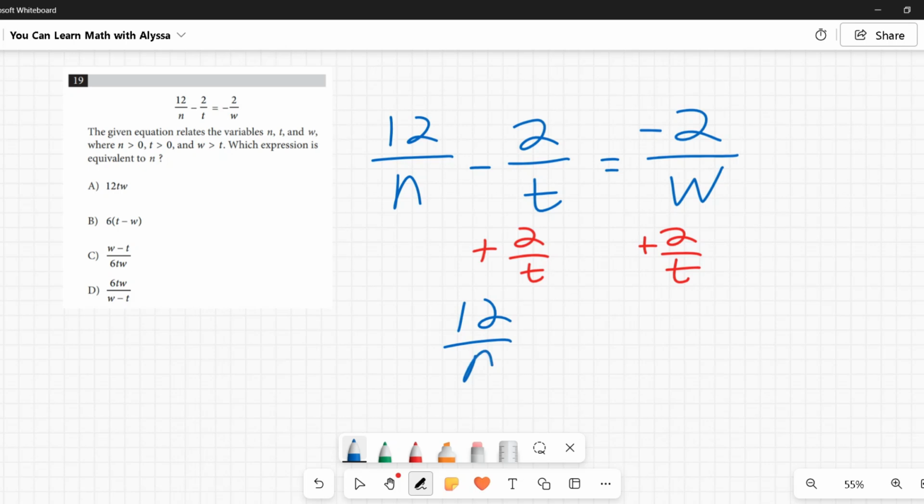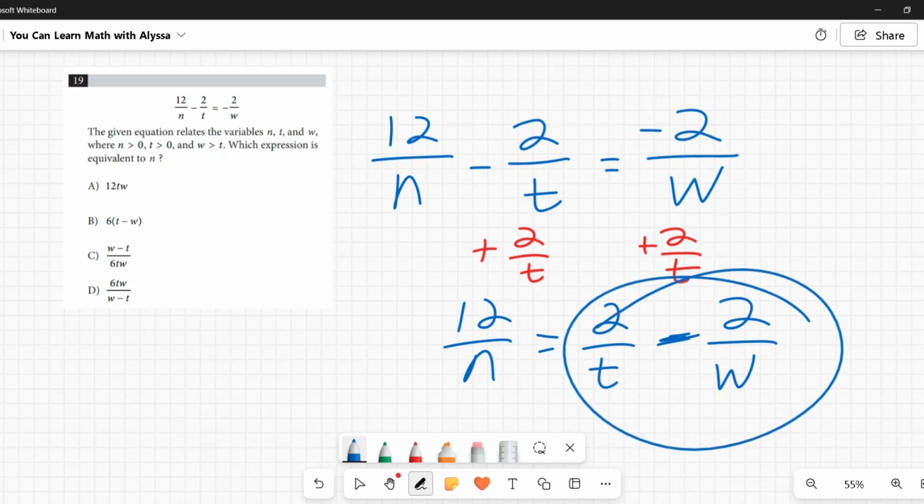Then I get 12 over n equals 2 over t minus 2 over w. I keep saying t instead of 2, it's a little mental block. So 2 over t minus 2 over w, and that is what 12 over n is equal to. At this point, you could say I'm going to multiply everything by n. I think it's easier to keep everything together and keep it a little simpler in the next stages by combining this first.